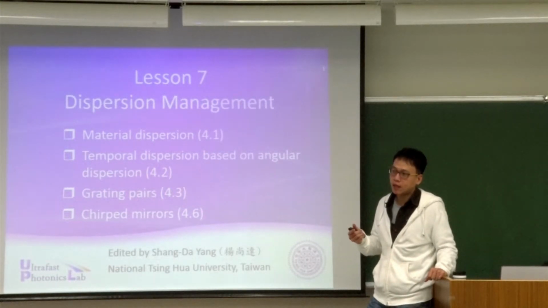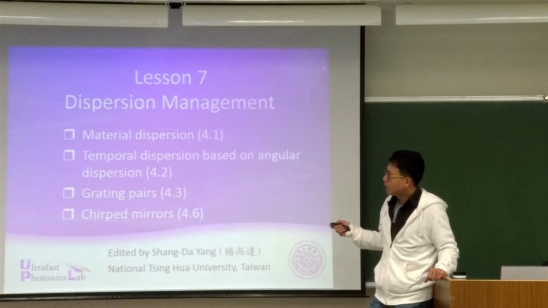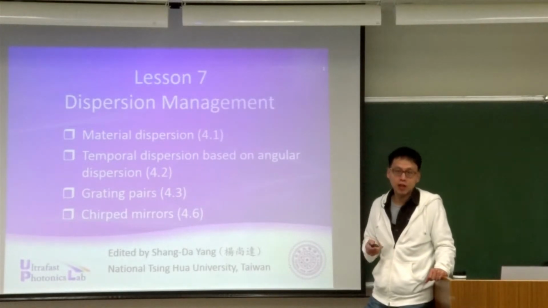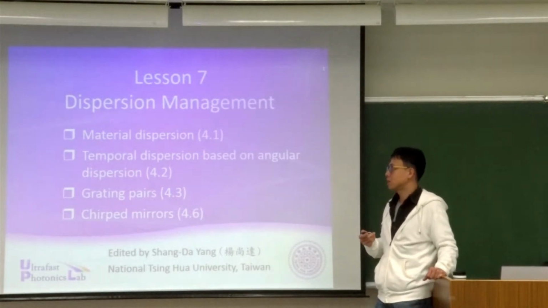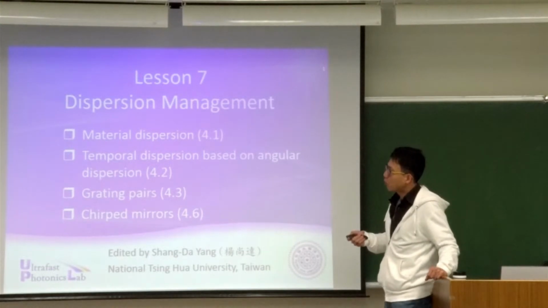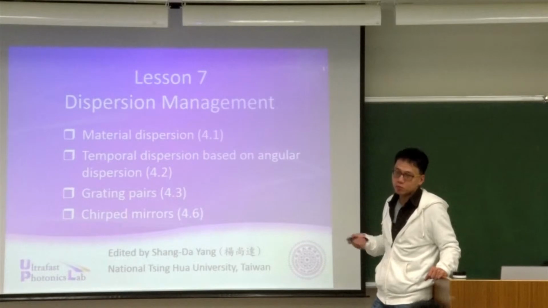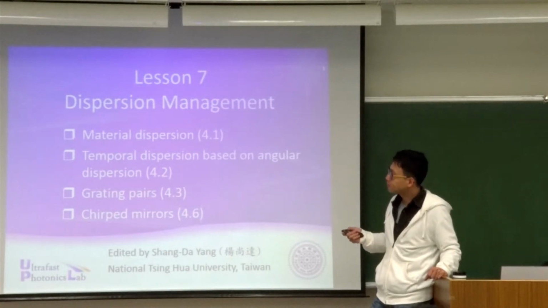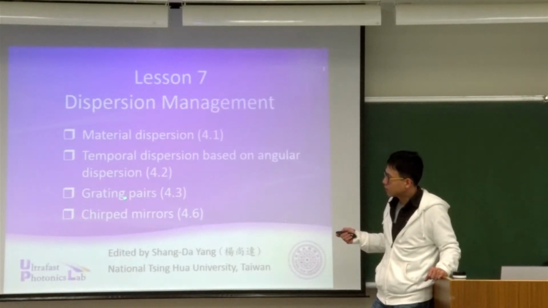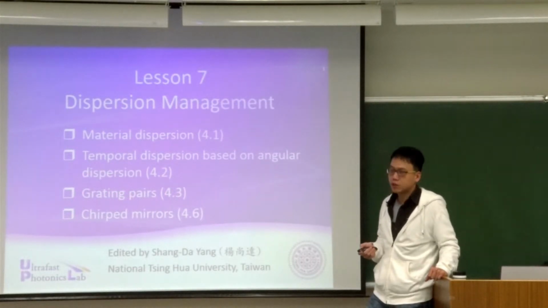When we talk about light-matter interaction, we treated material dispersion there. Then it's something new, temporal dispersion based on angular dispersion. This is something new, angular dispersion. We will define what is angular dispersion and why is it related to the temporal chirp that we have been familiar with. Then in section 7-3, we will talk about grating pairs.